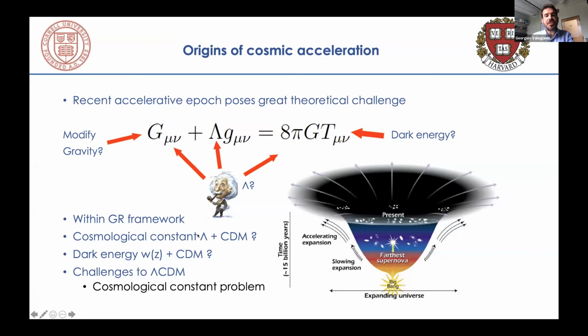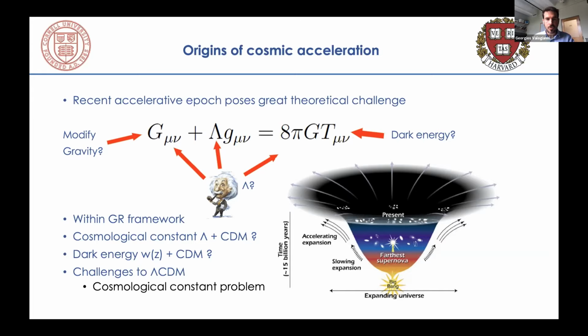intellectual picture in which general relativity, Einstein's theory of gravity, is the correct theory of gravity, and in which the universe is described by a non-zero value of the cosmological constant, which we all know plays the role of vacuum energy, becomes dominant at late times and causes the expansion to accelerate. And also, of course, we believe that there's a second component to the universe, which is something that behaves like a cold pressureless form of matter, the cold dark matter, that I'm not going to talk about that much today.